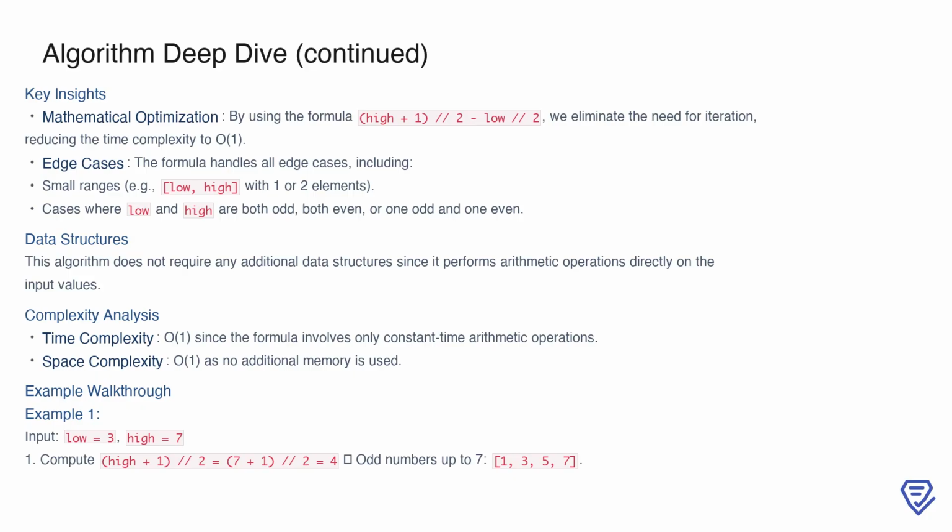Furthermore, this algorithm does not require any extra data structures, as it operates directly on the input values. In terms of space complexity, this means we achieve O(1) as well. To summarize, the combination of mathematical optimization, constant time complexity, and minimal space usage makes this approach highly efficient.